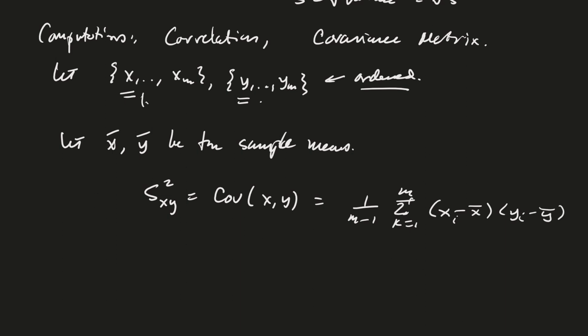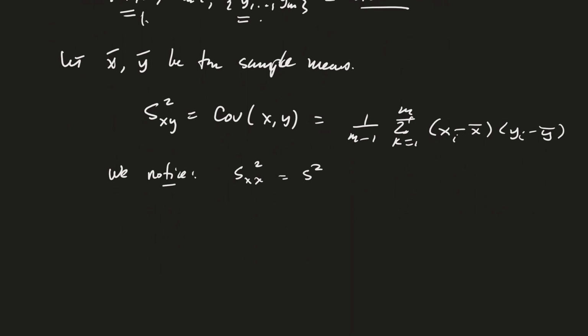Good. So you'll notice right away that if x and y are equal, if you take x with itself, that's just the same thing as s squared. That's just the variance of the data. Good. Otherwise, we get the covariance of the data. Covariance is sometimes hard to interpret on its own, and so we're going to take a look at the correlation coefficient, which is a little bit easier to interpret.